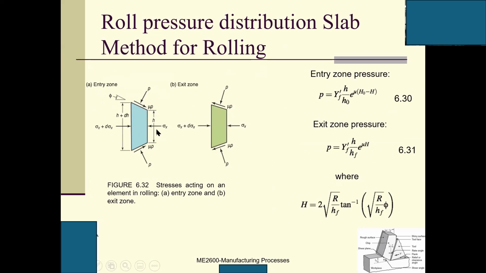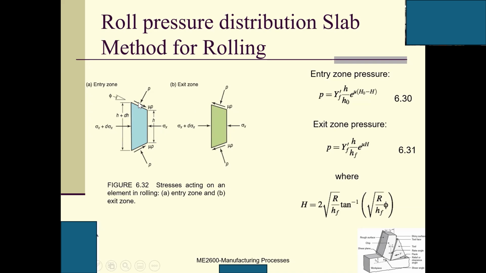Suppose this is sigma x plus d sigma x, and here is sigma x. Here is h plus dh, and suppose this is h. So this is for the entry zone. Now for the exit zone.